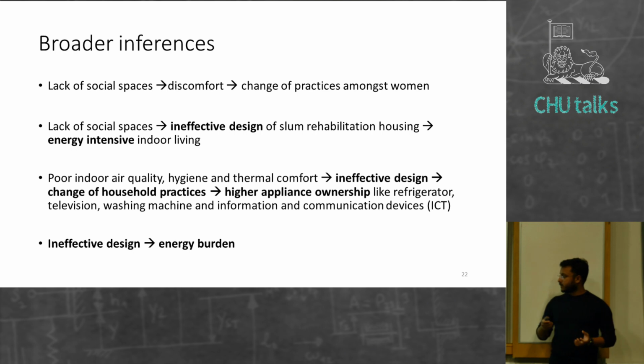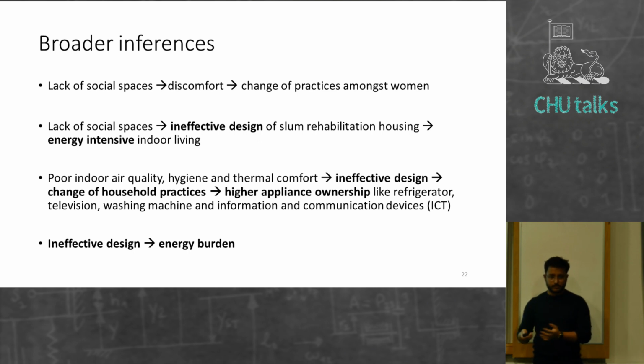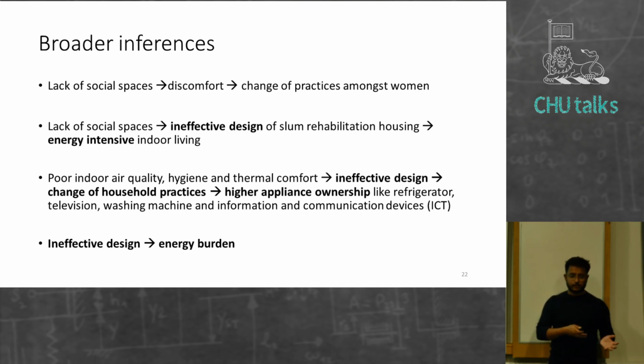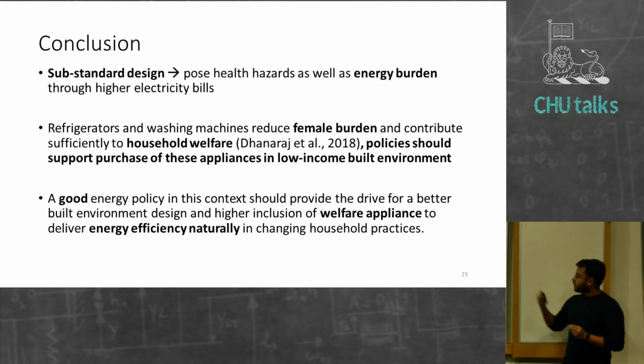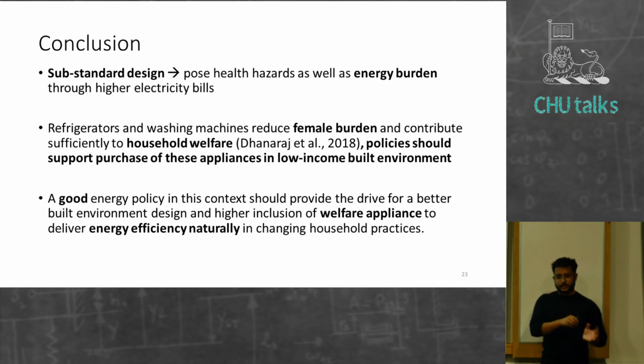It's very clear that the ineffective design is a very important component of their whole array of discomfort and distress, and it's very difficult to tell them not to buy appliances, because that's how economic growth occurs, that you move up the social ladder and you tend to have aspirations to buy more appliances. But can this problem be solved using a better design of this slum rehabilitation household? And that can be done through more housing and urban policy angle. So that's the whole idea, that substandard design of these houses is posing an energy burden on these people.